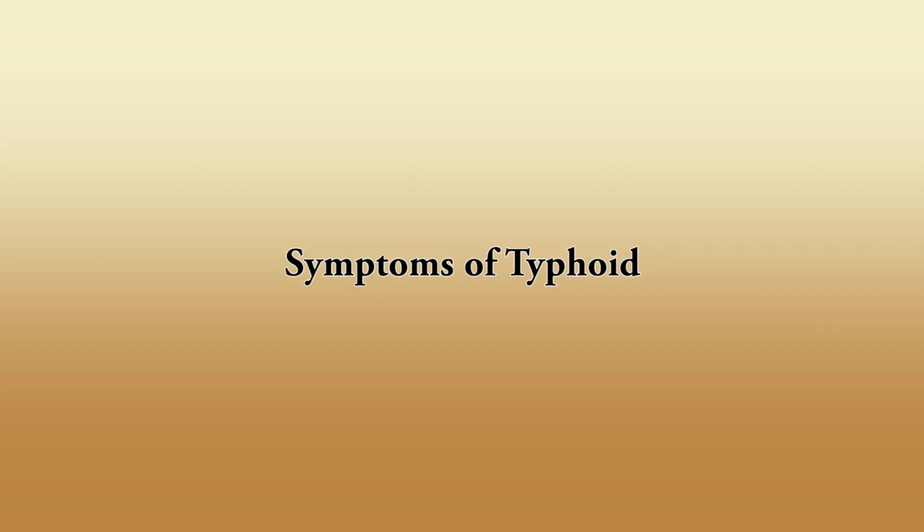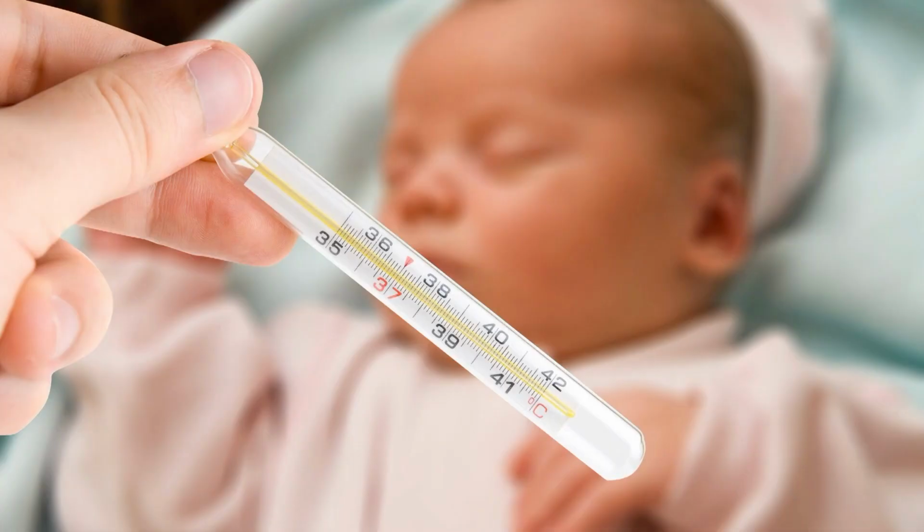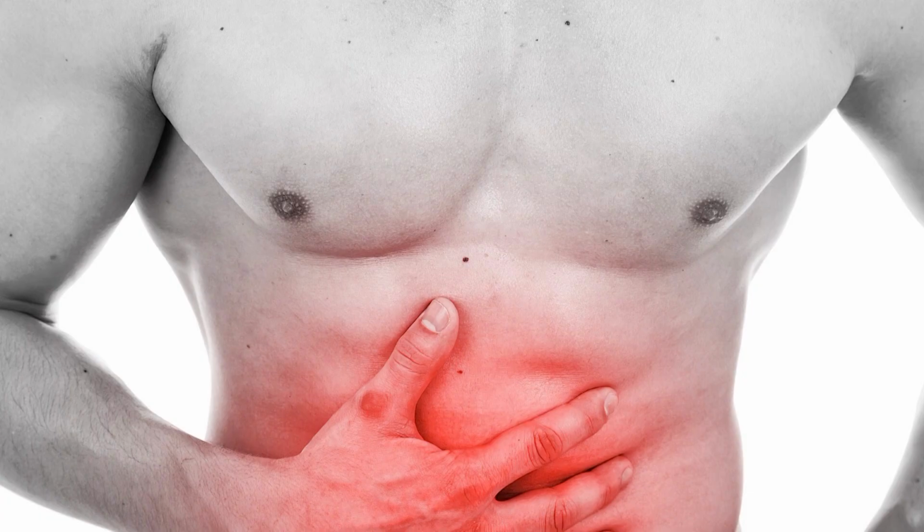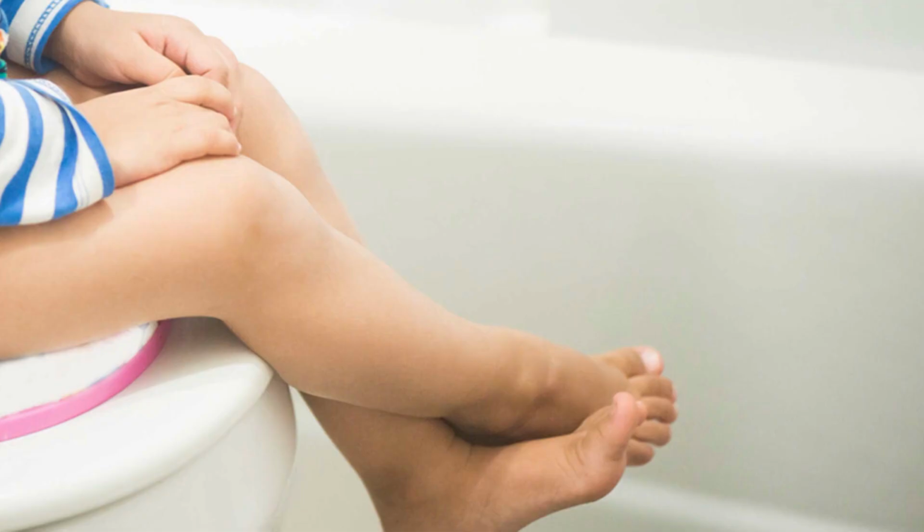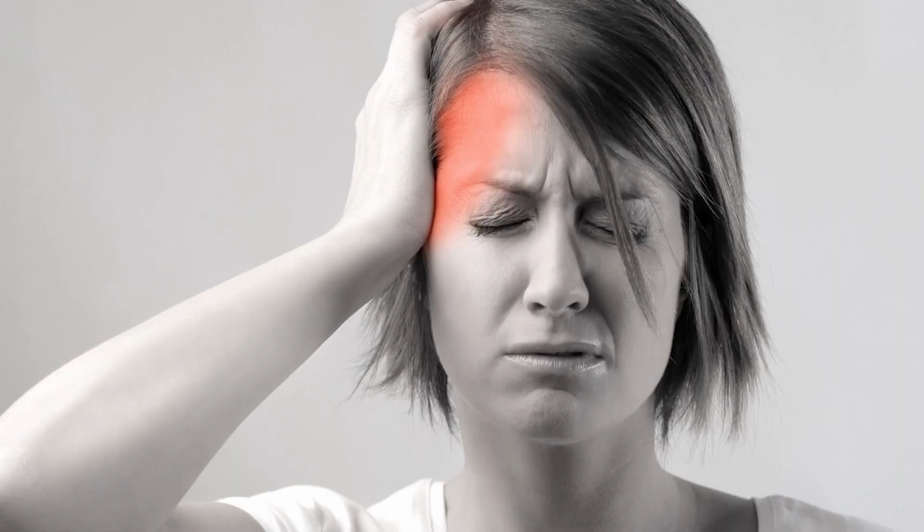Symptoms of typhoid. The two major symptoms of typhoid are fever and rash. Other symptoms can include weakness, abdominal pain, constipation, and headaches. Symptoms might also include confusion, diarrhea, and vomiting.